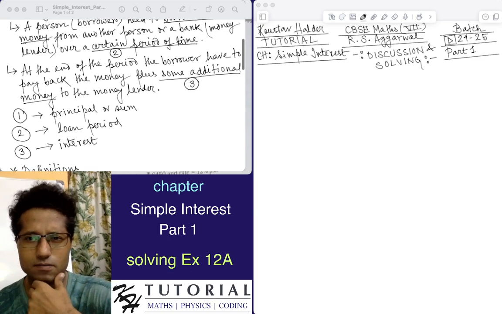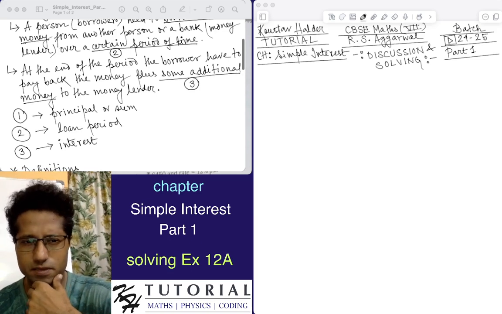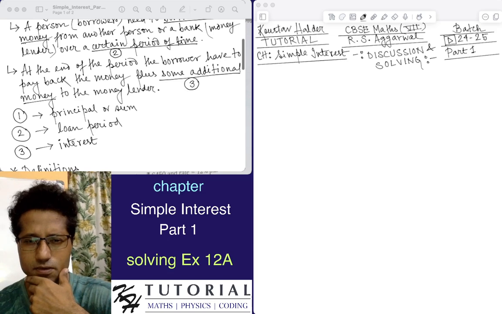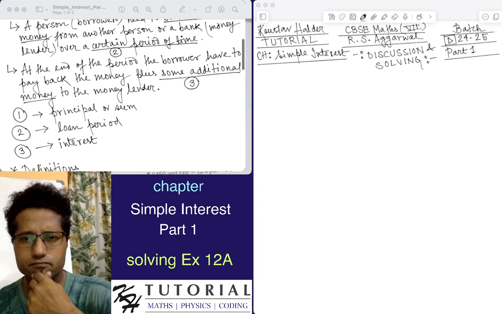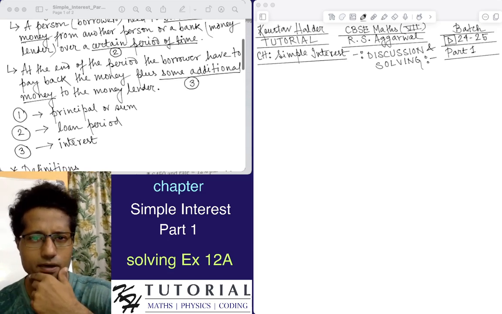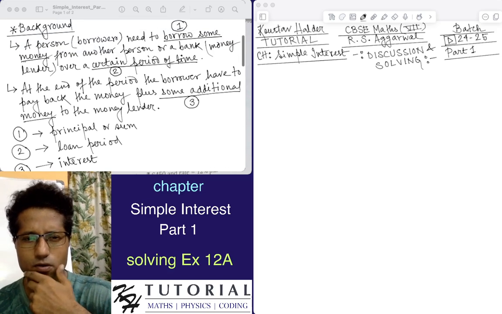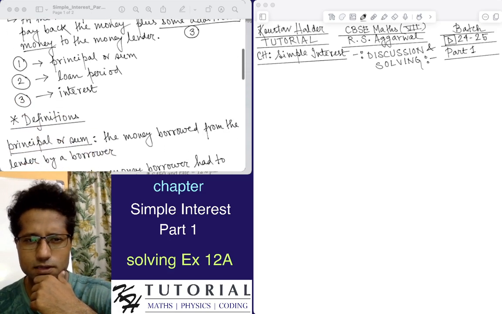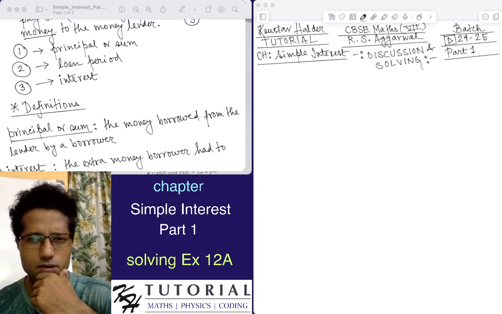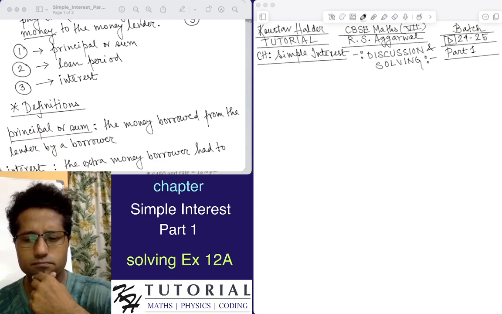Since this chapter is about simple interest, the interest will be simple interest, and what simple interest is we will get to know a little later. So this was a very basic overview of interest, loan, borrowing money, lending money, principal, sum, loan period and interest. Now let's understand these terms in more technical detail.